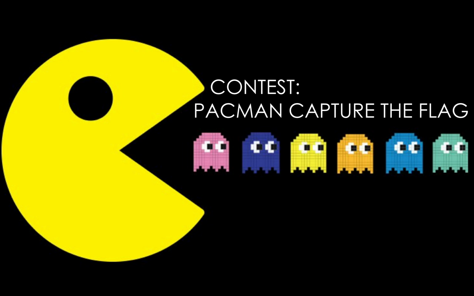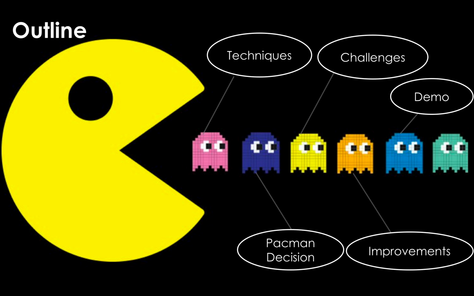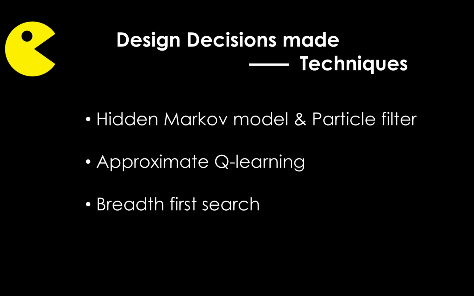Hi, this presentation is going to give an overview of our Pacman project. We have implemented three techniques. One is the hidden Markov model and particle filter to predict the positions of enemies. We have also implemented approximate Q learning to find the direction which has the highest Q value.